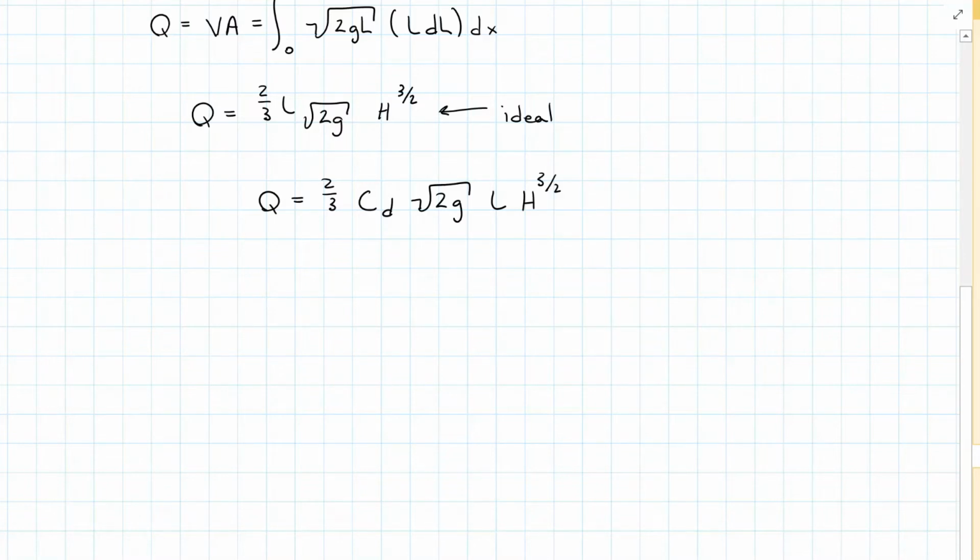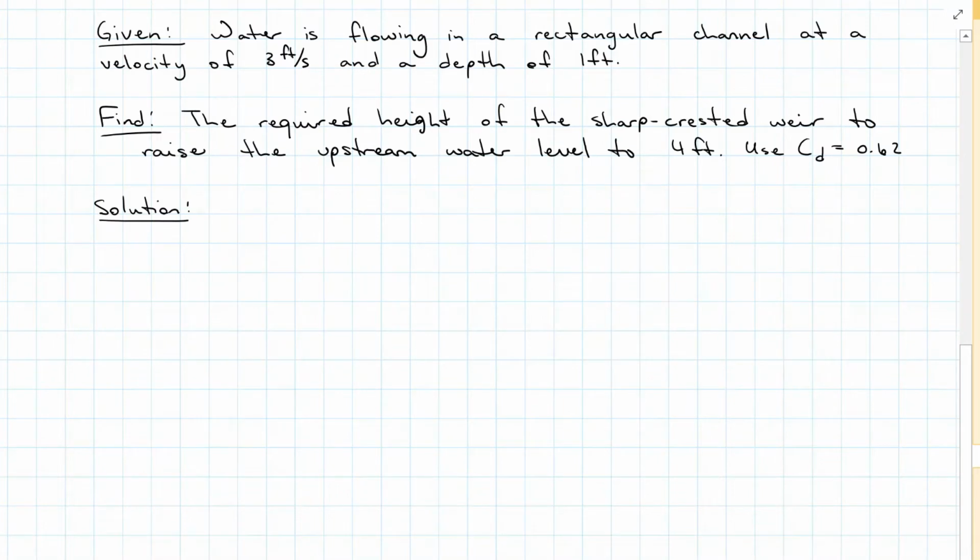to the 3/2. Let's say we're given water flowing in a rectangular channel that has a depth of 1 foot, and it's flowing at a velocity of 3 feet per second. Find the required height of the sharp-crested weir to raise the upstream water level to 4 feet. Use a discharge coefficient of 0.62.